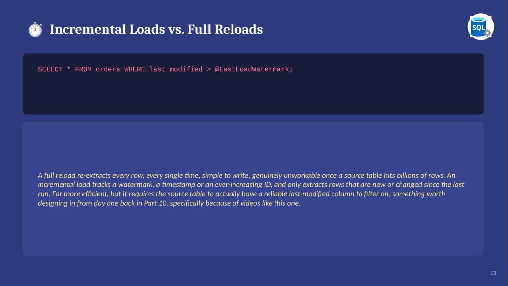Far more efficient at real scale, but it requires the source table to actually have a reliable last modified column to filter on in the first place, which is exactly the kind of thing worth designing in from day one, all the way back in part 10, specifically because of videos like this one down the road. There's a subtlety worth knowing too. Incremental loads have to handle deletions carefully, since a row that simply disappears from the source leaves no last modified timestamp behind at all, which is why many real warehouse designs use a soft delete flag in the source system instead of ever physically removing a row.